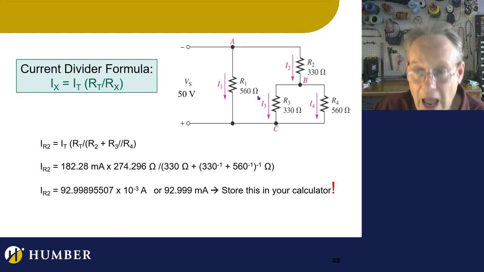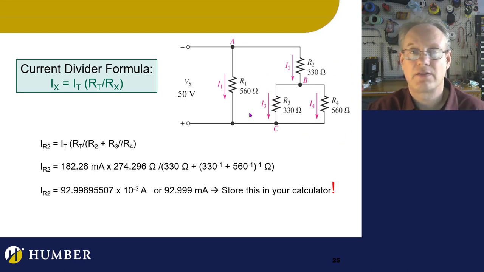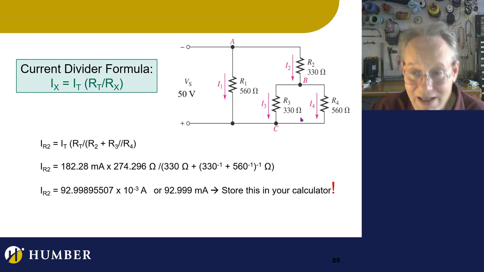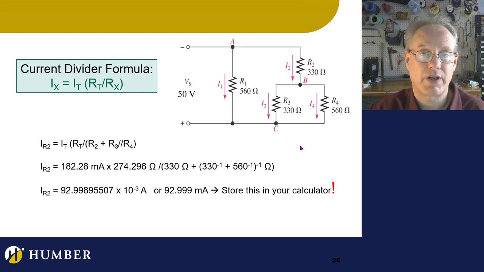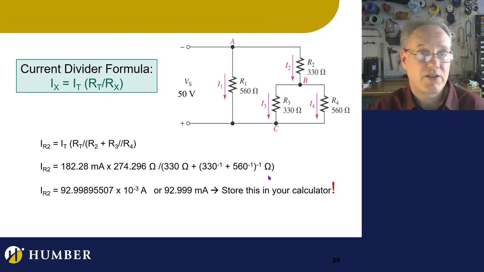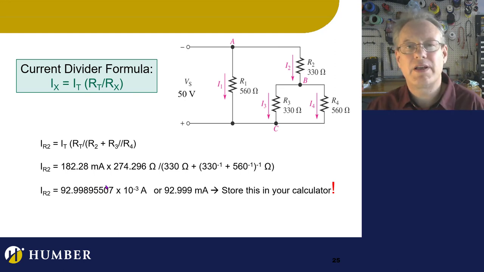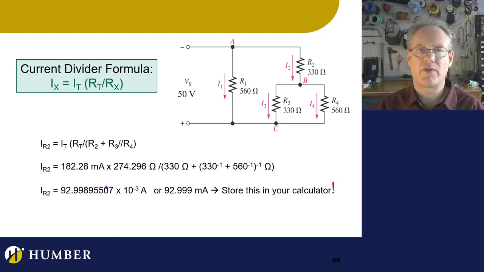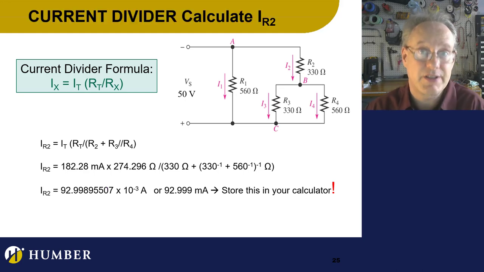Again, I could have used Ohm's law. If I knew the entire resistance of this, and I know its voltage drop, I know the voltage drop across this branch of this circuit is 50 volts. And if I knew the total resistance here, I could have just used Ohm's law and I would have calculated the same thing. But my point is, when we're using the current divider formula, the most important thing I'm trying to tell you is that the total resistance in this case is the total resistance. And the total current was the total current.